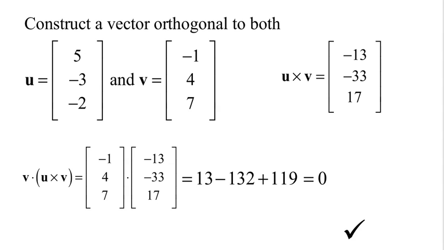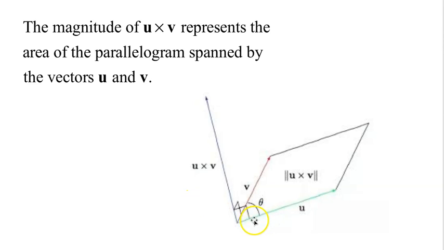Now let's look at the geometry here. I have a vector in 3 space u, I have a vector in 3 space v. U cross v is orthogonal to both u and v. So u cross v points in this direction. V cross u would be pointing in the opposite direction, pointing down. But notice u cross v is perpendicular to both u and v.